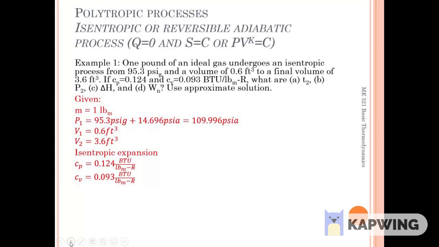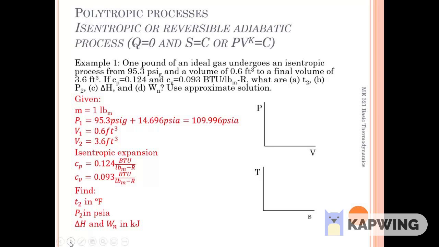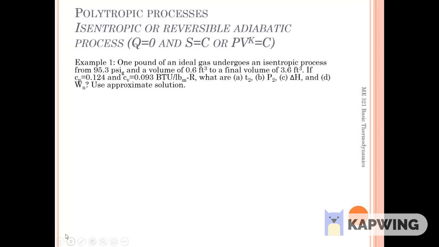From this given information, we shall find the final temperature of the gas in degrees Fahrenheit, the final pressure in psi, and the change in enthalpy and change in internal energy in kilojoules. Now let's sketch the PV and TS diagrams. Since we have an expansion process, we can be certain that the curve in the PV diagram will start from the upper left and end at the lower right. Therefore, following this direction, the TS diagram will run from the top at state 1 and end at the bottom at state 2.